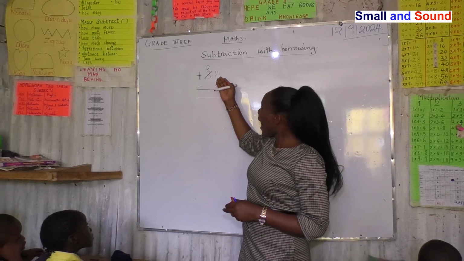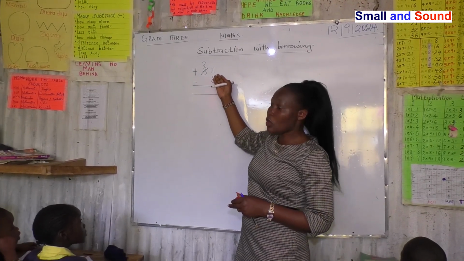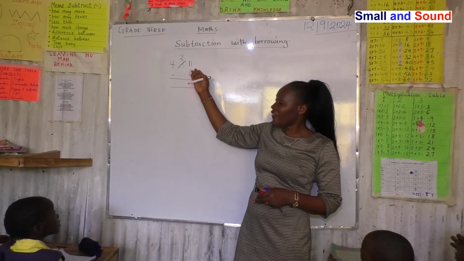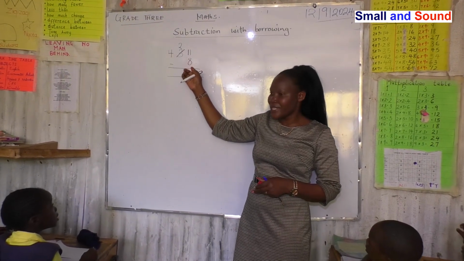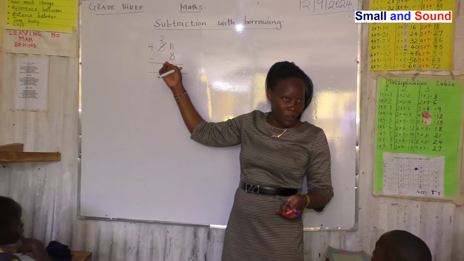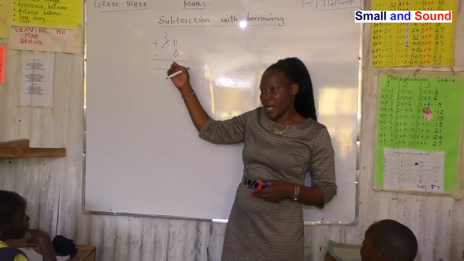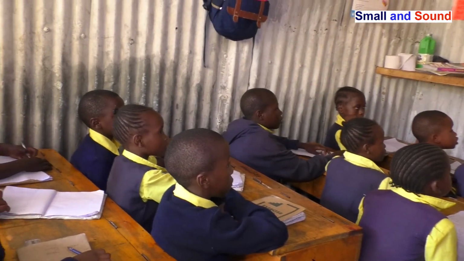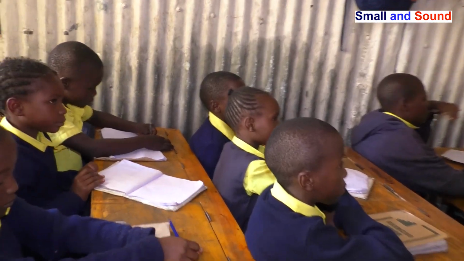Now, our number has now changed. So what number do we have here? 11. We have number 11, subtract 8. Is it possible now? Yes. So what is 11 subtract 8, class? 3. Correct. 3. We get 3 there.